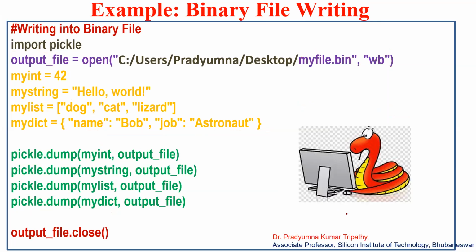What is outfile? Outfile is the name that I have given over here, the file object. For my file.bin, the object is outfile. Outfile is not a keyword. You can use any name over here, and the same name you just use over here.